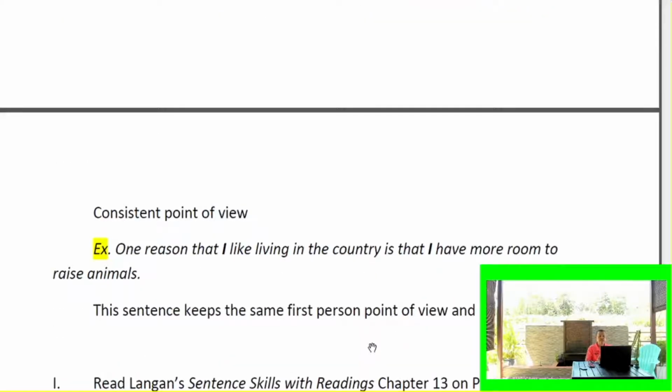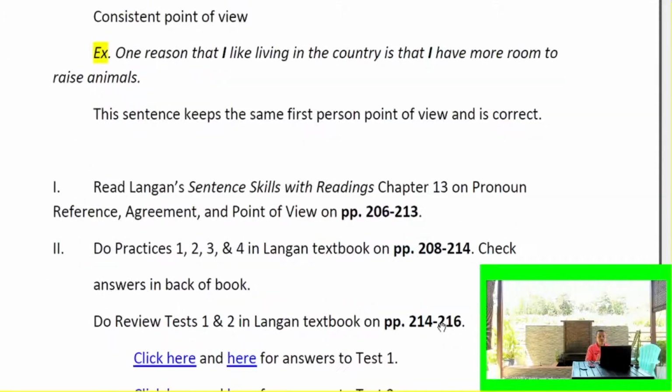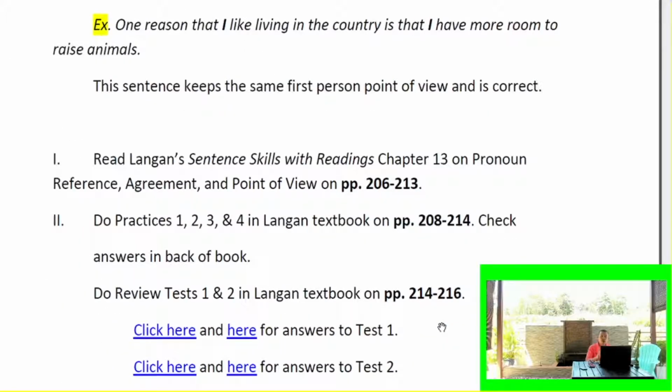Okay, this is an example. One reason that I like living in the country is that I have more room to raise animals. So this sentence keeps the same first person point of view and it's correct. So that's all for reference pronouns.